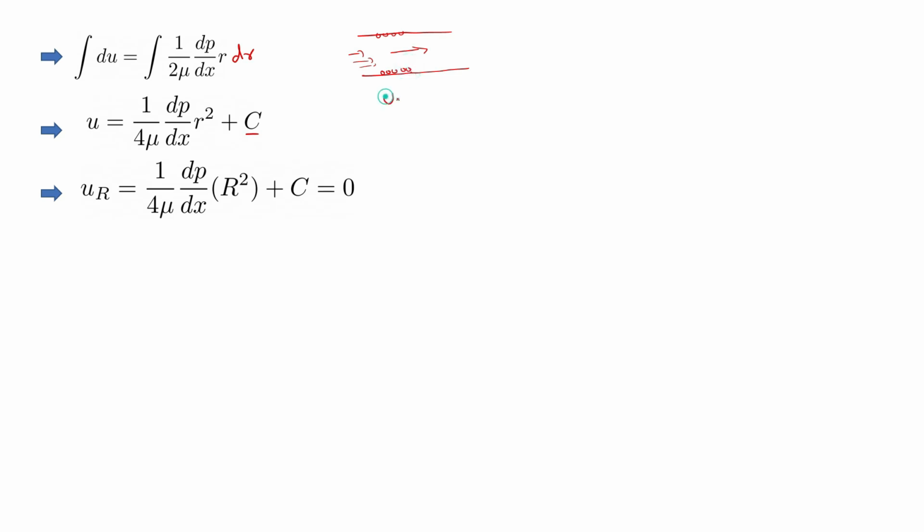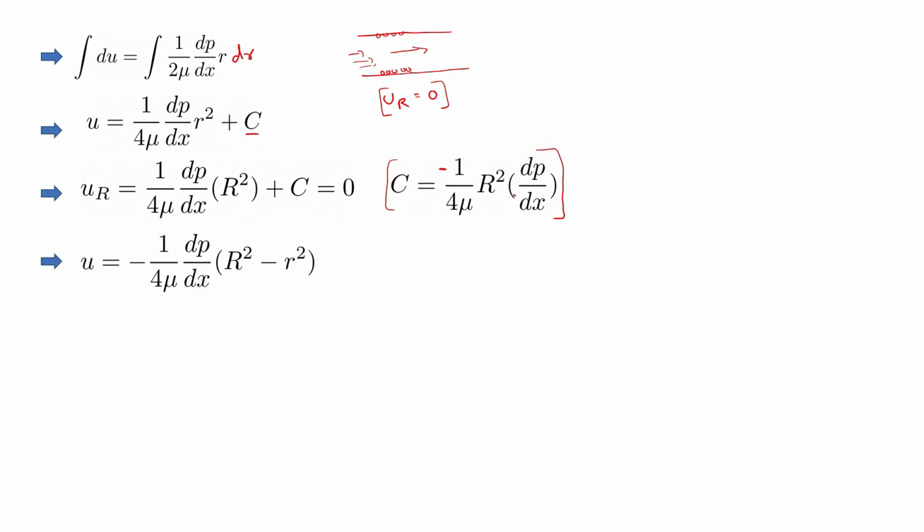That means u at capital R is equal to 0. That is at the wall. If you solve that, you will get C is equal to minus 1 by 4 mu capital R square into dp by dx. And so u is equal to minus 1 by 4 mu dp by dx into capital R square minus r square. When you substitute this constant C into the equation, you will get this formula. So this is the velocity at any position, at any radius r.